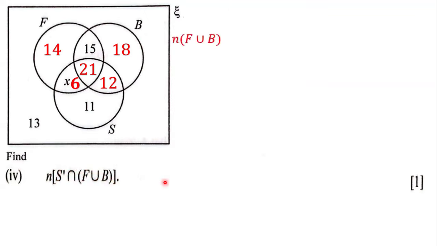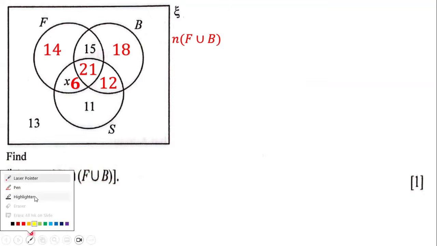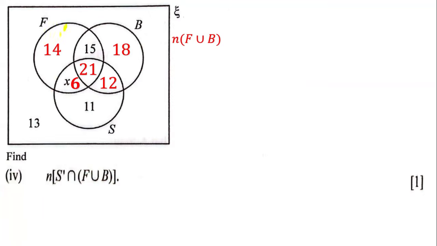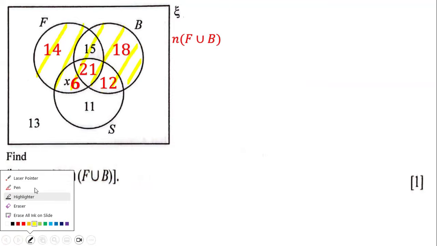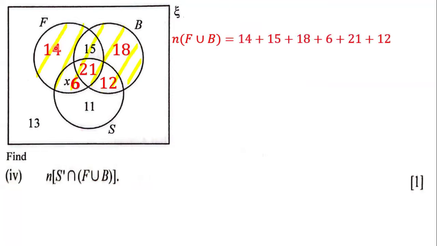First of all, what is the number of elements in F union B? Well, what is F union B? If I were to show you this on the Venn diagram, F union B is all of this. So all of the elements in F union B. This is the shaded part for F union B. So the number of elements in F union B is going to be 14, 15, 18, 6, 21, and 12. That's what we have, F union B.